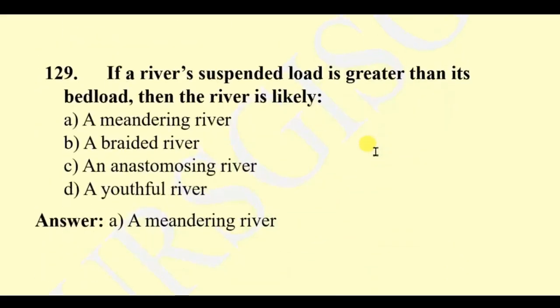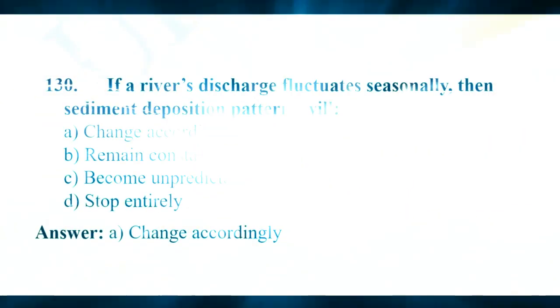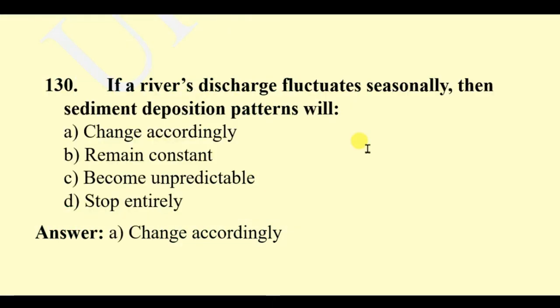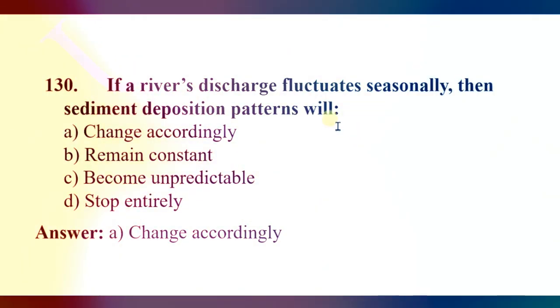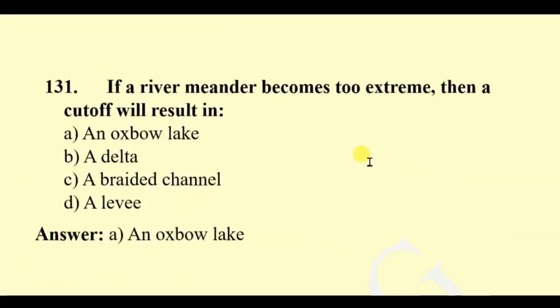Question 129. If a river suspended load is greater than its bed load, then the river is likely a meandering river. At meandering river, there is more suspended load. Question 130. If a river's discharge fluctuates seasonally, then sediment deposition patterns will change accordingly to the discharge. Question 131. If a river meander becomes too extreme, then a cutoff will result in an oxbow lake.